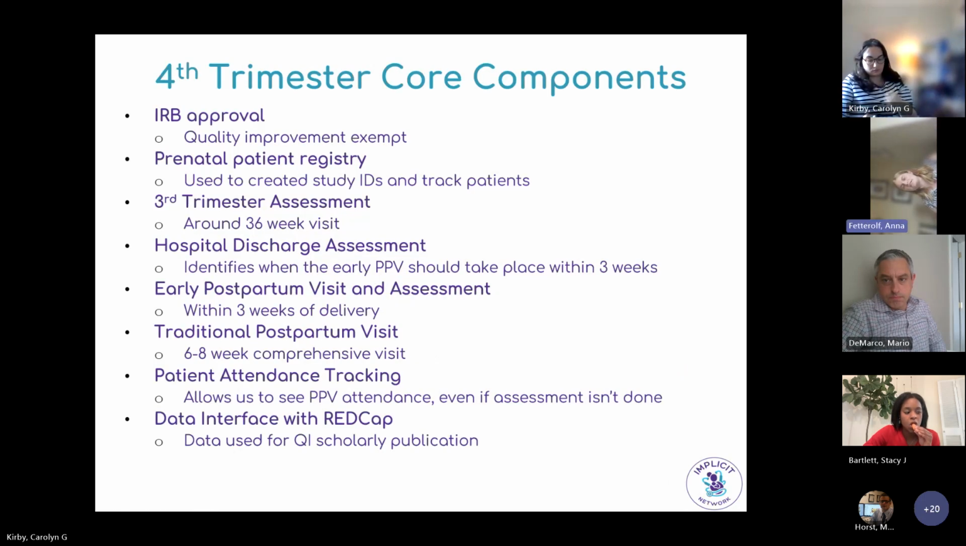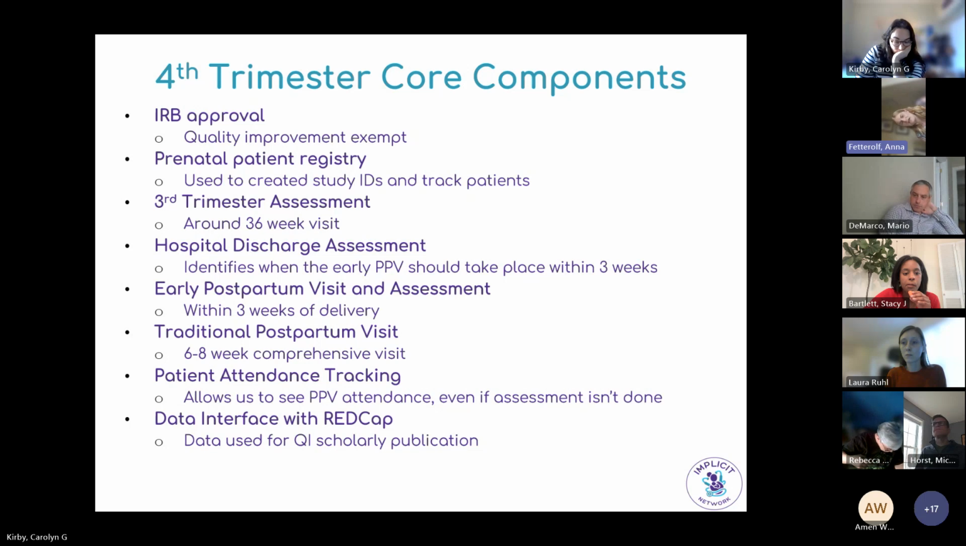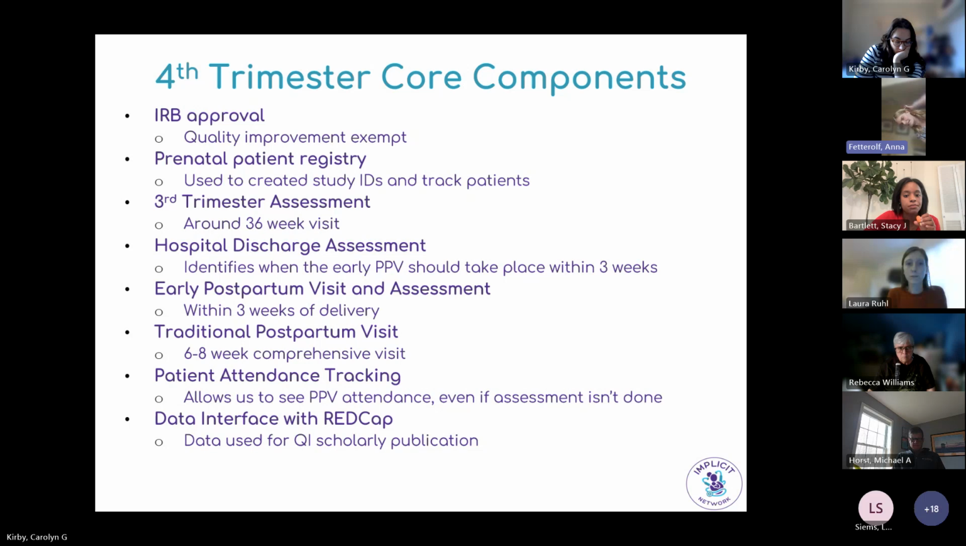So the core components of the fourth trimester model for our network are very similar to ICC. IRB approval is required. Again, this is a quality improvement project, so most likely you should be exempt or receive exemption status. And then a prenatal patient registry is to be created. This is how we create our study IDs and track the patients. It is a little bit more complicated than ICC. With ICC, it's pretty easy: we create the study ID based off of the child.